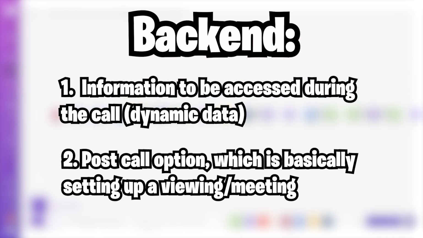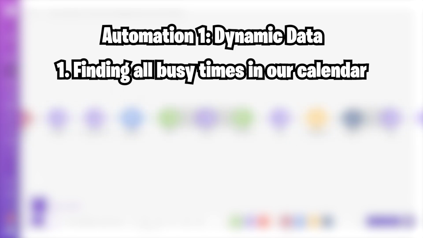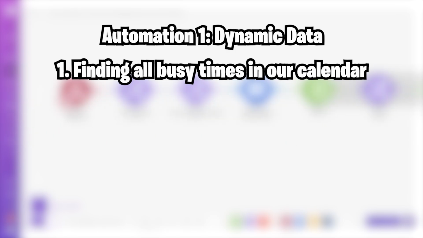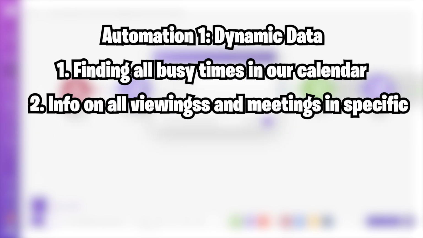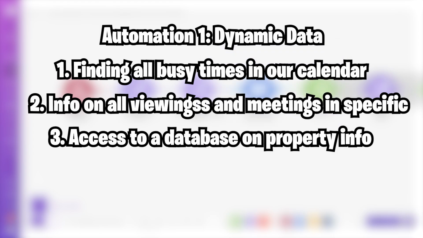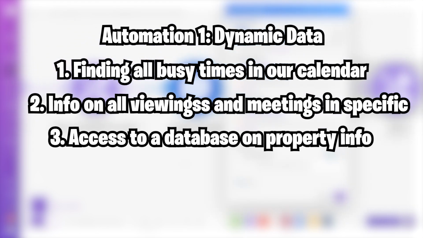We need to make a backend, one for our assistant to access during the call, and one for post-call tasks like setting up a potential appointment in our calendar. Let's get started with the former. This first automation will include the following: finding all busy times in our calendar, so we know what time not to place a new booking. Information on all viewing and meeting times, so we can help callers that want to confirm their time for their booking. And finally, access to the commercial database of your properties, so we can answer questions like current renting price, etc. Let me show you how I made this all possible.